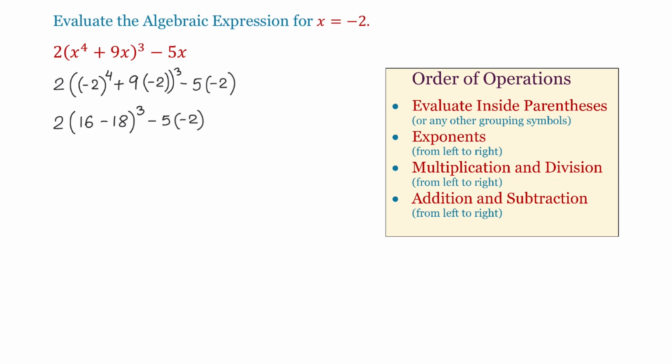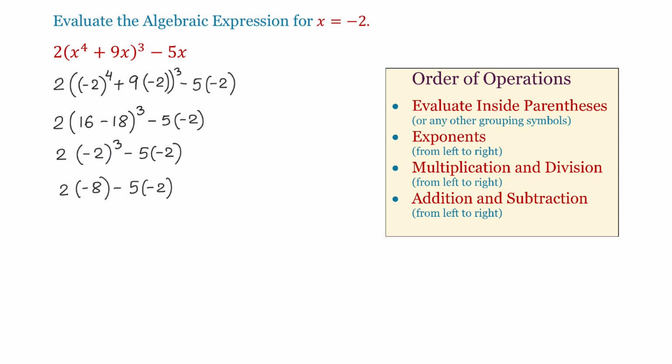Now, still inside the parentheses, we will subtract 16 and 18, and we will write 2, and 16 minus 18 is -2 cubed minus 5 times -2. In the next step, we will raise -2 to the 3rd power. So we will write 2, then -2 cubed is -8 minus 5 times -2.